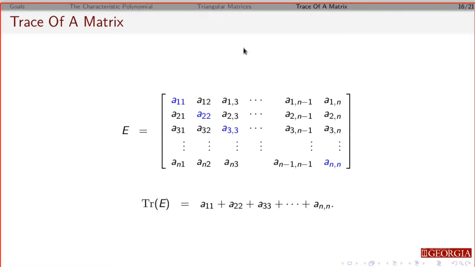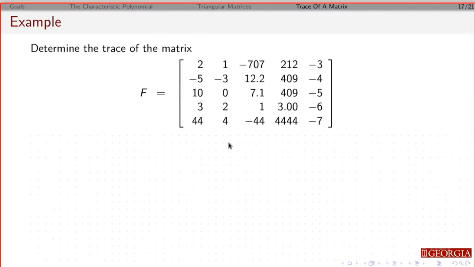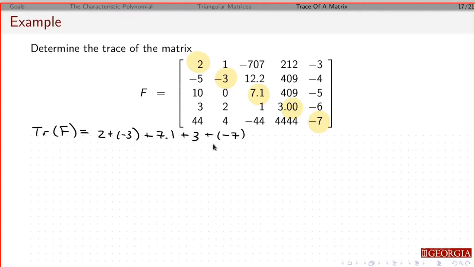So another interesting thing that we have is something called the trace. If I have a matrix and I look at the diagonal entries, the trace is basically going to take the diagonal entries and just find the sum of the diagonal entries, just a definition. So if I have this matrix here and I want to find the trace of this thing, where are the diagonal entries? It's going to be 2 plus a negative 3 plus 7.1 plus 3 plus negative 7.